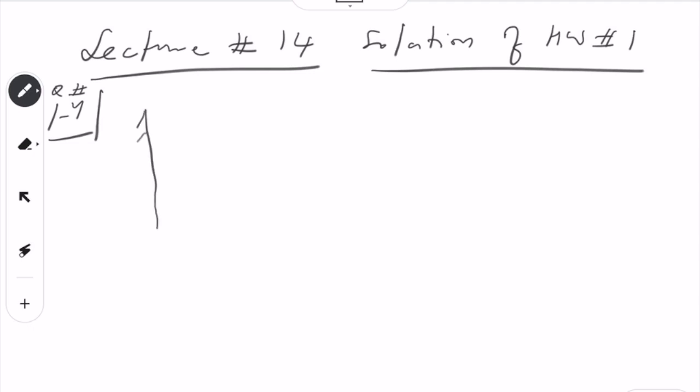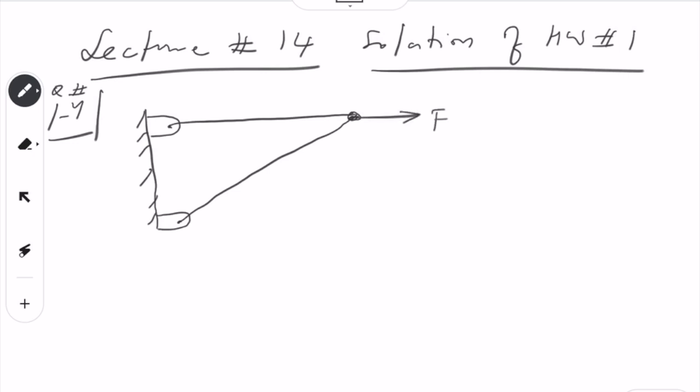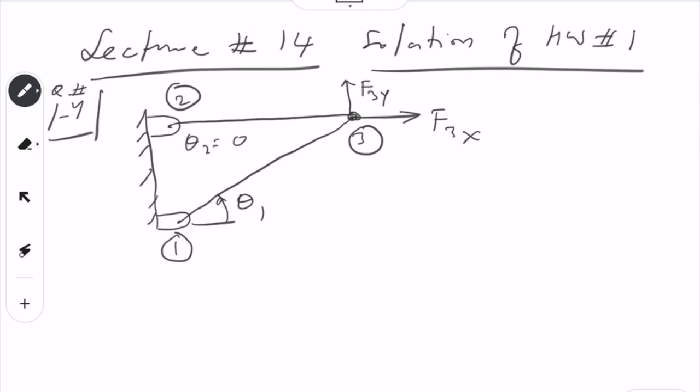So there is a wall here, and a hinge here. One member is like this, another is like this. Again here it is a pin joint or hinge, and this is a force F3x here, and this is F3y. Also, this is node number 1, this is node number 3, and this is node number 2. Specifically, for all of you, this is theta 1, which will vary, and theta 2 is equal to 0. Okay, so this is the setup.